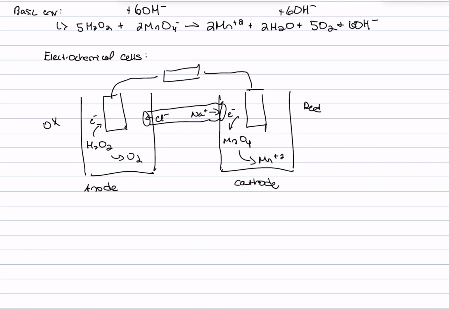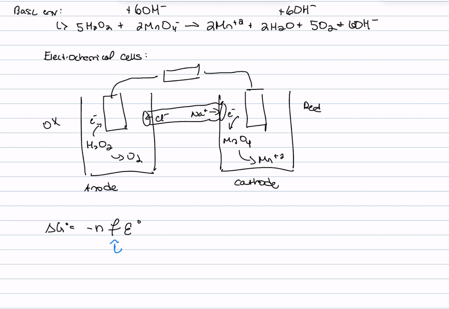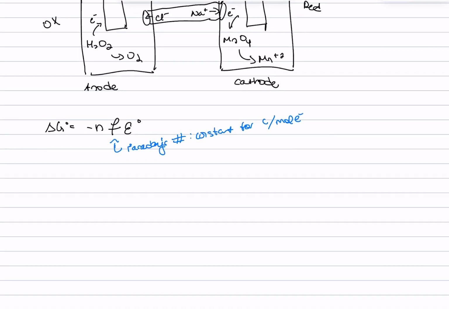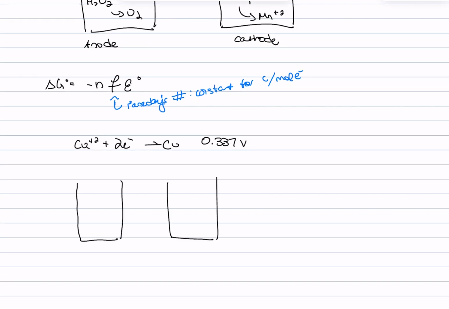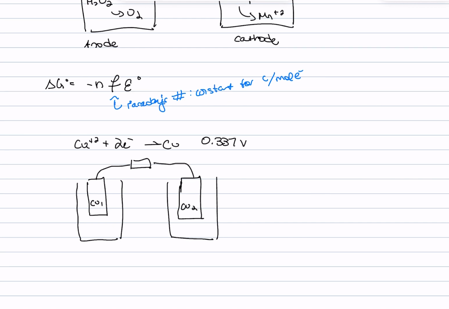And the next equation is delta G standard is equal to negative NFE standard, where N is the number of moles of electrons, F is Faraday's number, and E standard is the voltage. We're given the reduction potential for copper, so we can set this up. And we can draw on the salt bridge and the known concentrations of copper on each side.